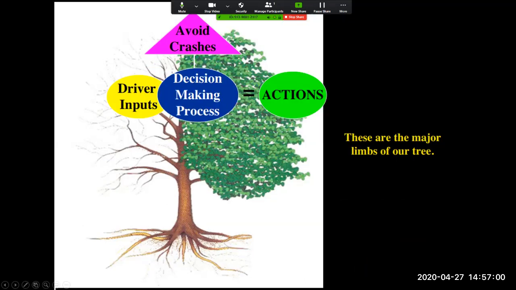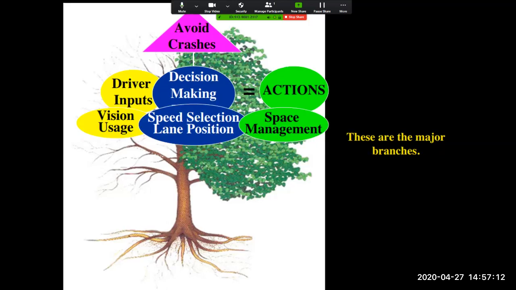Okay, to do that, there's 3 major levels. You have your inputs, you have your decisions, which then result in your actions. And with that, your inputs really lead to, what do you see? And we know what we see has a lot to do with that. Okay, our decision making, we have a lot to decide. There's really only 2 main things to decide: what is our speed and where is our safe place in our lane. Most of the time it's the center, sometimes it's hugging left, lane position 2, sometimes it's hugging right, lane position 3. And when we put our speed and space together, we call that space management.